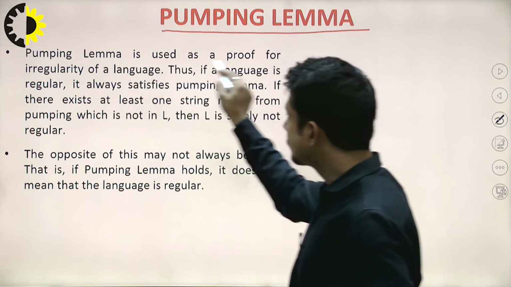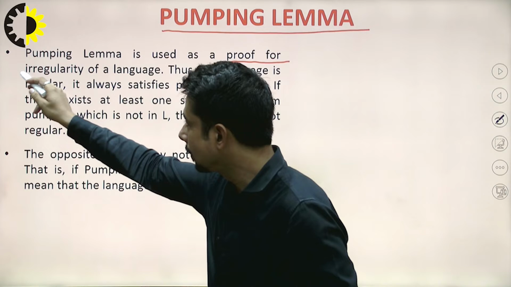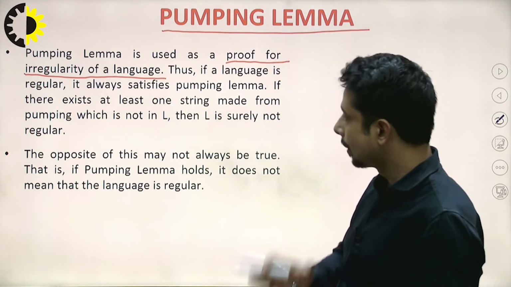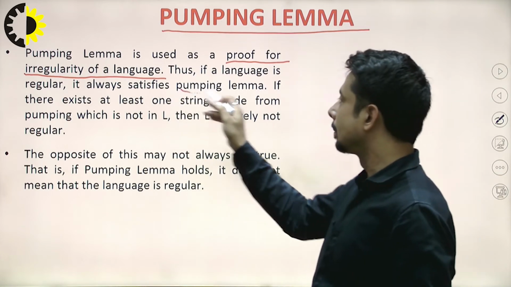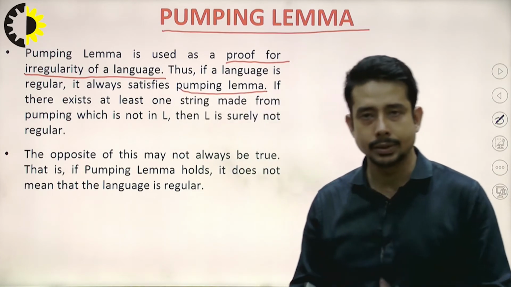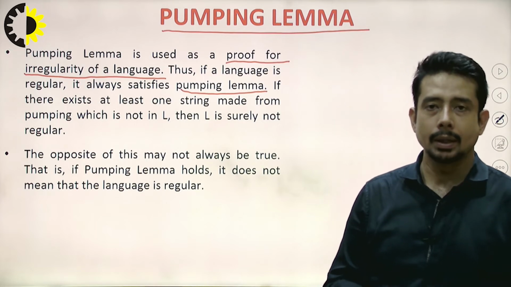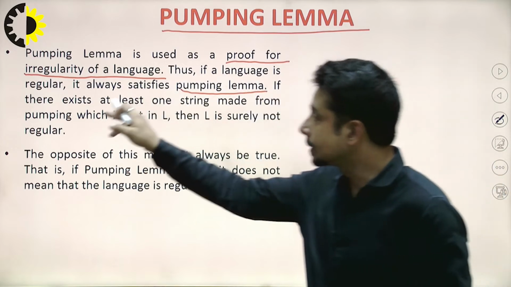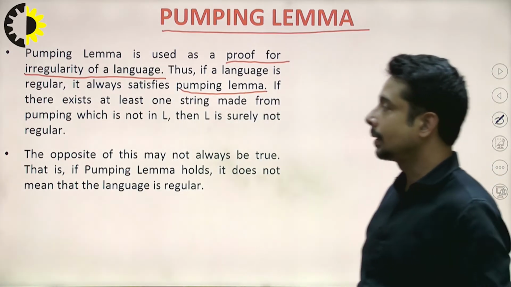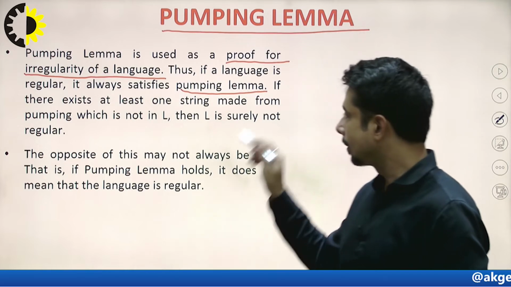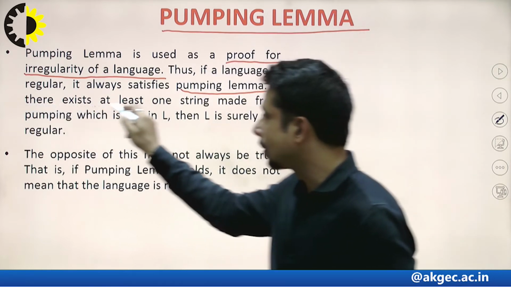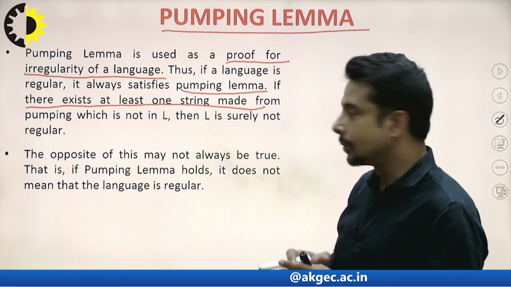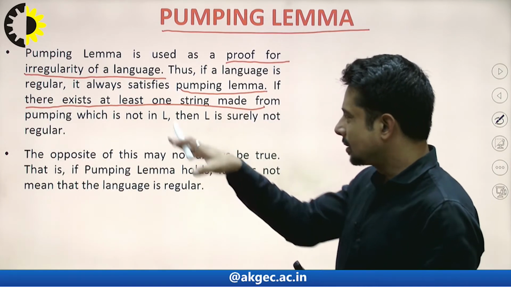Pumping lemma is used as a proof, as I told you, for irregularity of a language. Thus, if a language is regular, it always satisfies pumping lemma. If the language is regular, it's perfectly fine. Pumping lemma, as it is a negative algorithm, will always be accepted if there exists at least one string made from pumping which is not in the language. This concept we need to check along with an example, otherwise you will not be able to relate to it.